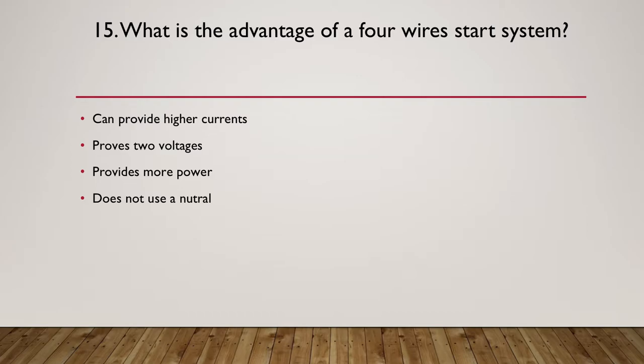Question 15. What's the advantage of a 4-wire star system? The options are: can provide higher currents, provides 2 voltages, provides more power, does not use a neutral. So I'll pause here while you think about what are the advantages of a 4-wire star system.